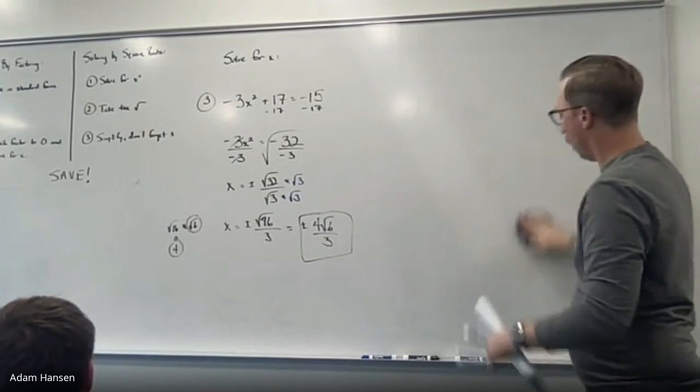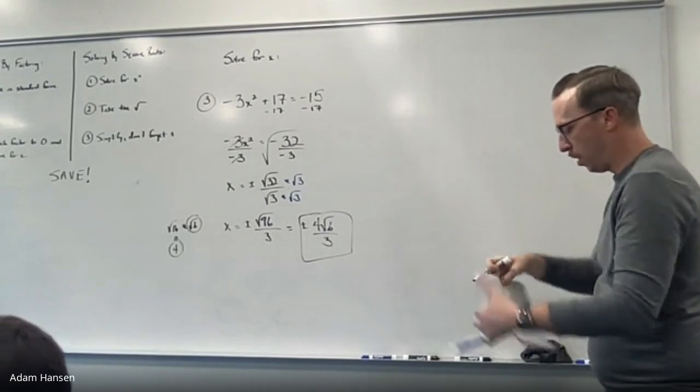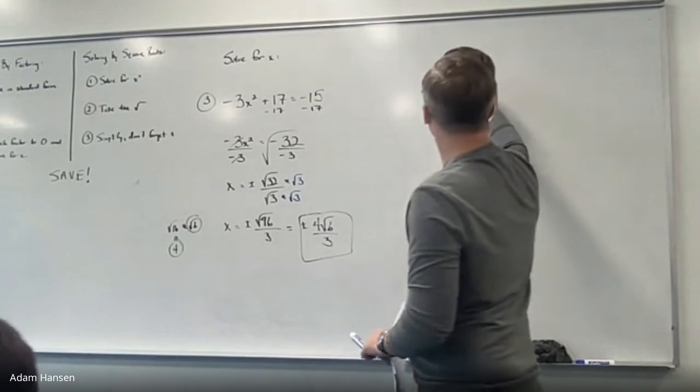All right, you guys got this one before you leave. I put one up here. Why don't you guys try this? 5x squared plus 48 equals 0.